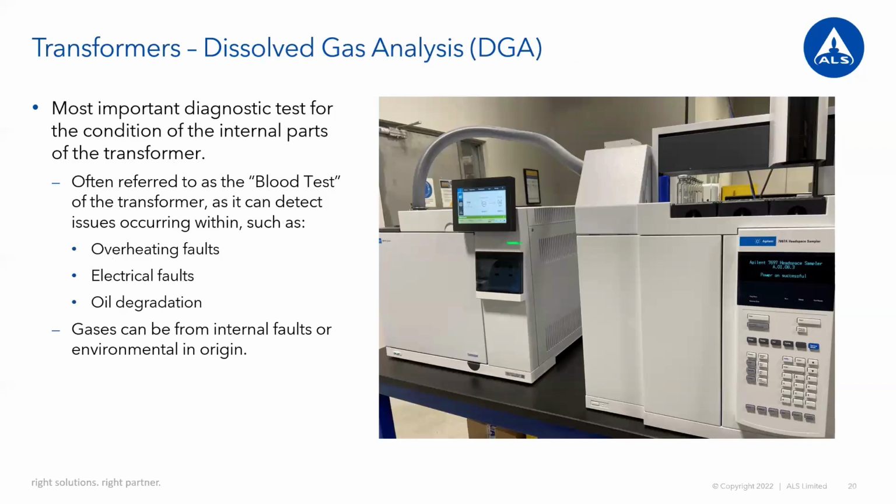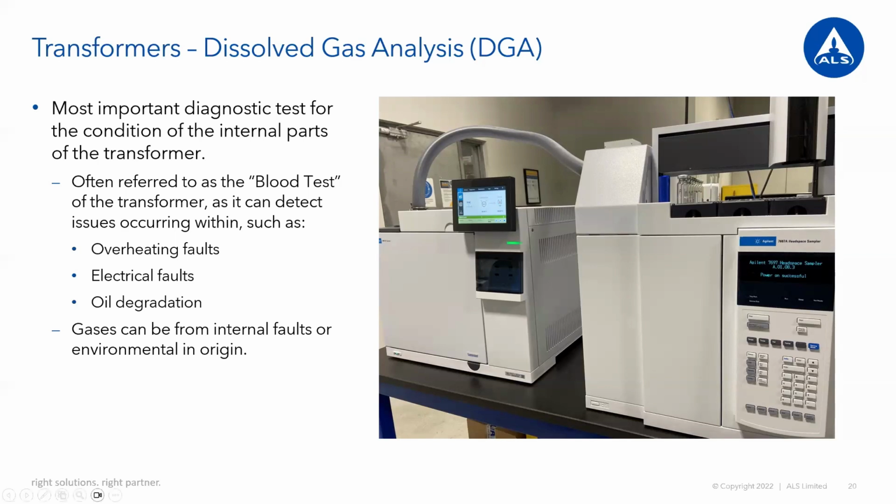Dissolved gas analysis. This is the most important test for the condition of the internal parts. So all the other ones were, is the oil doing what it's supposed to do? This one is what's happening inside. This is what we refer to as the blood test of the transformer. We use it to detect electrical faults, oil degradation, or overheating faults. We can also use this to give us an idea of, do we need to check the paper insulation?